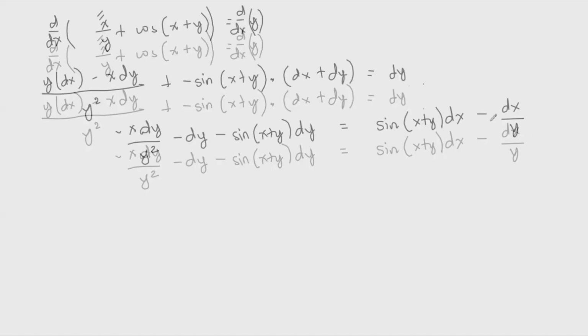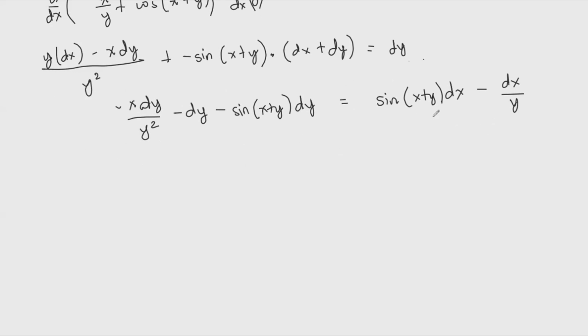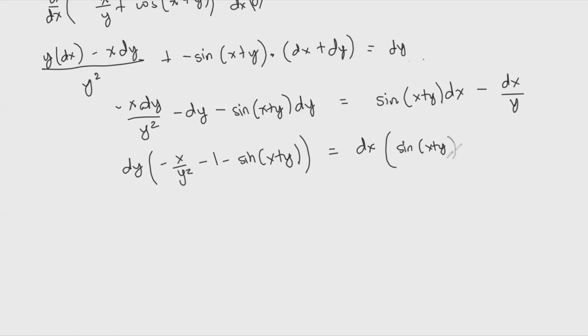So in this case, I've already separated all the things that we need here, and then I'll be factoring out dy from the expression. So I have dy and then negative x over y squared minus 1 minus sine of x plus y. And then that is equal to dx multiplied with sine of x plus y, and then minus 1 over y.